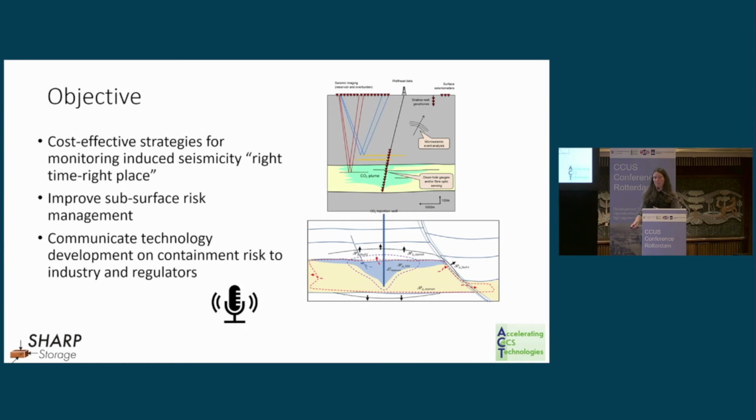And then the more applied part of the project is to develop cost-efficient strategies for monitoring induced seismicity. It's the concept of right time, right place. So can we be better at monitoring the correct areas where we know the stresses will be high and will be most prone to failure? And that will also be included in the risk assessment, because you can reduce the risk if you can have good targeted monitoring of your reservoir.